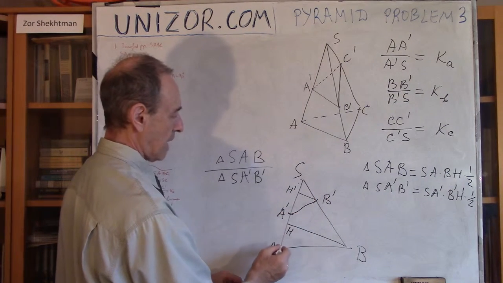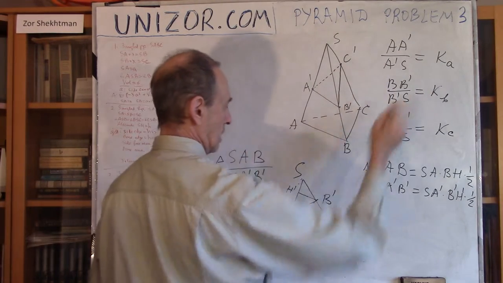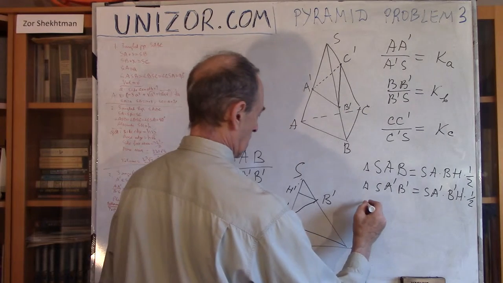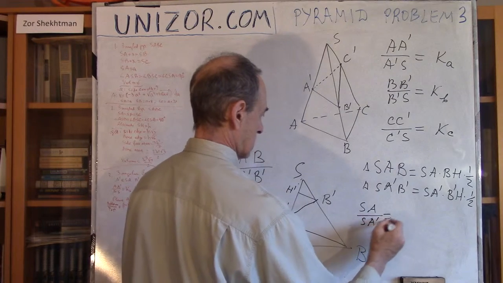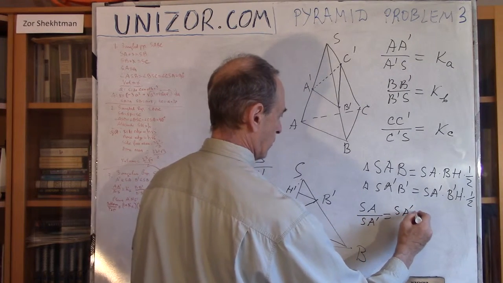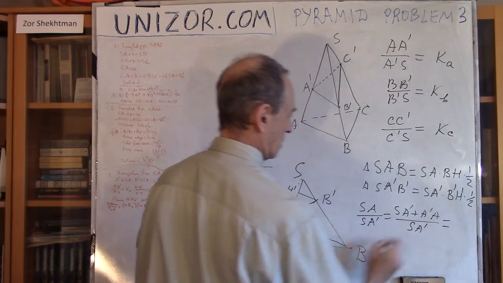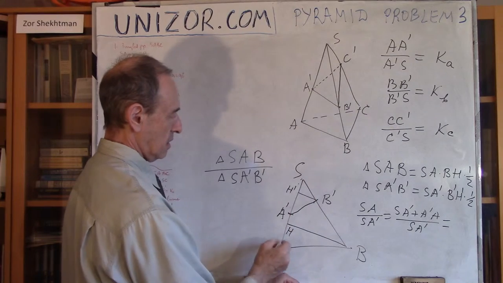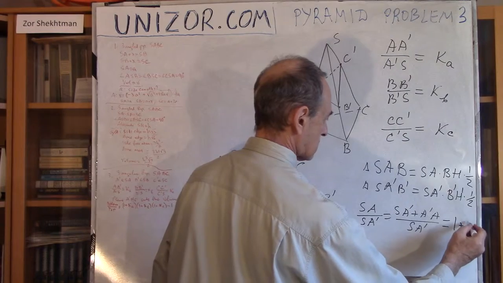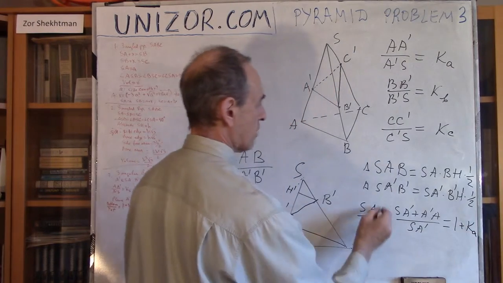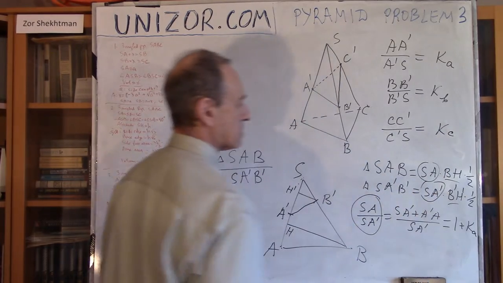Now, if A prime A relates to SA as KA, SA relates to SA prime as SA prime plus A prime A relates to SA prime, right? SA is a sum of this plus this. Now, if I divide it, it would be 1 plus KA. So I know this ratio, this to this. How about these two guys?